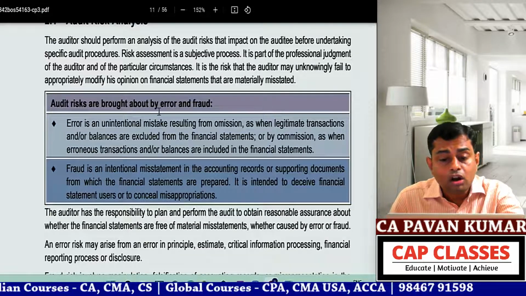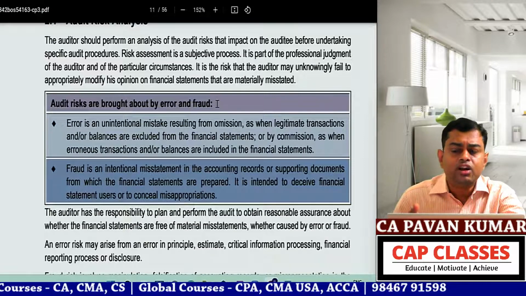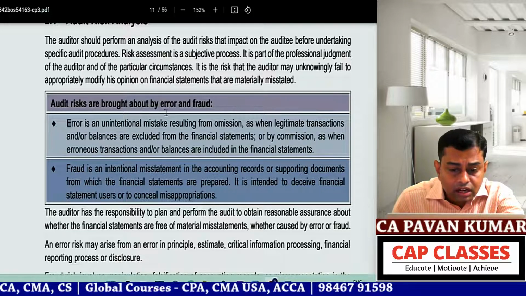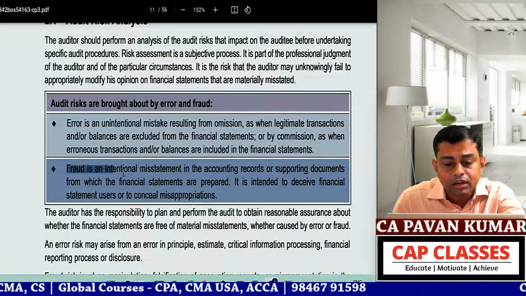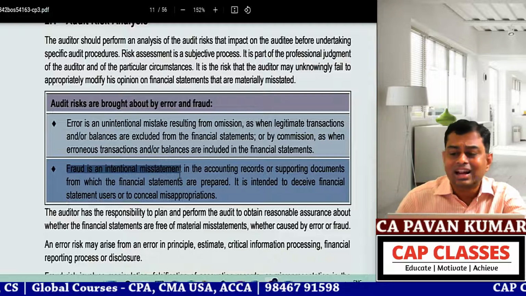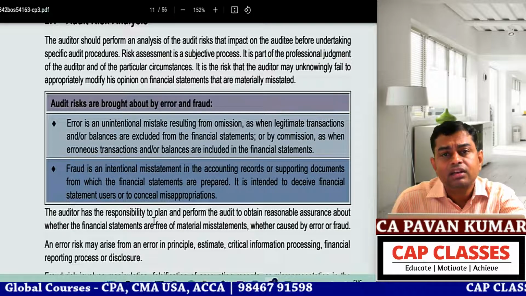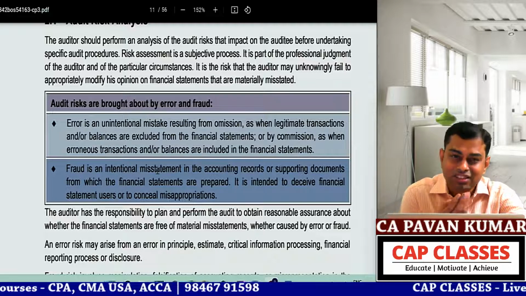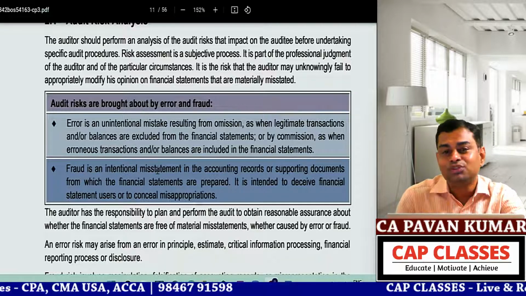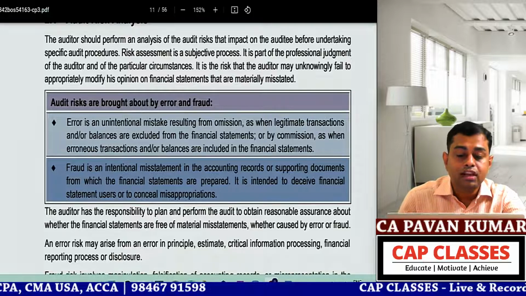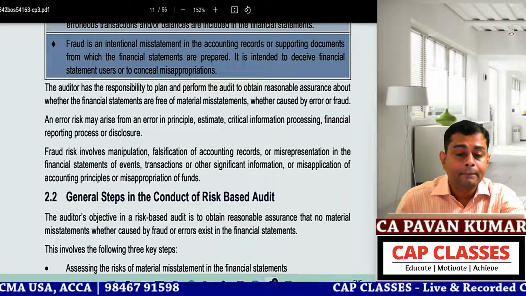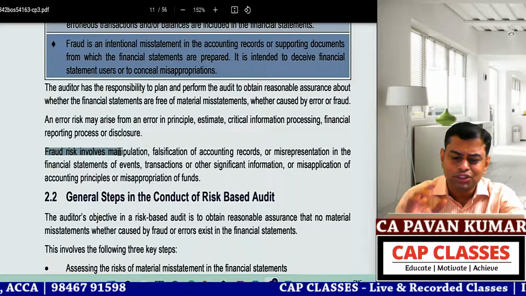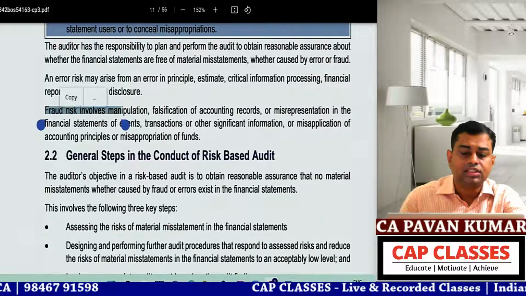Audit risks are brought about by error and fraud. Obviously, misstatement is because of error and fraud. Error is an unintentional mistake. Fraud is an intentional mistake. Now, you may ask, dear ICAI, are you kidding me? All LKG level definitions you are giving. Then ICAI will say, beta, the first 1 to 3 lessons are basics only. So, they are speaking basics. Error risk, fraud risk, all these things you know already. We have discussed them in our classes.